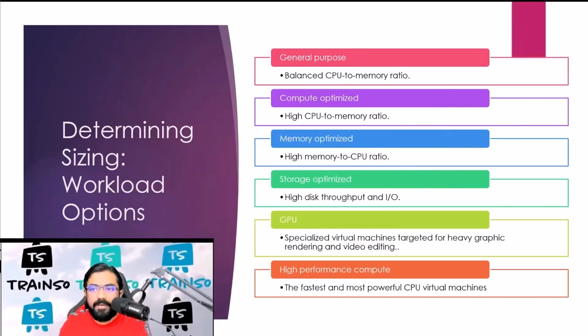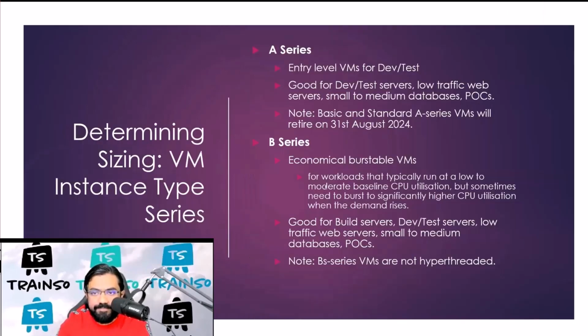You have different kinds of workloads for which you will be using a virtual machine. You have general purpose with a balanced CPU to memory ratio; compute optimized, which has a high CPU to memory ratio; memory optimized, with a high memory to CPU ratio; storage optimized, with high disk throughput and I/O; GPU, specialized virtual machines targeted for heavy graphic rendering and video editing; and high performance compute, the fastest and most powerful CPU virtual machines.